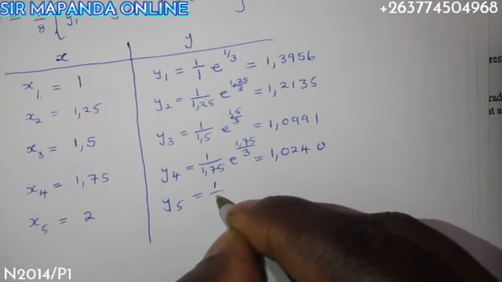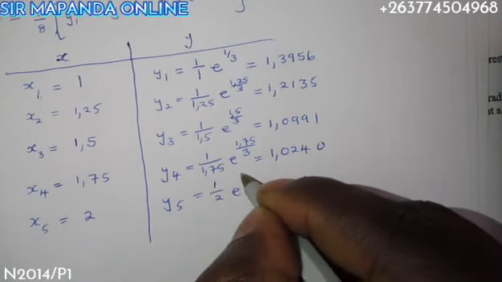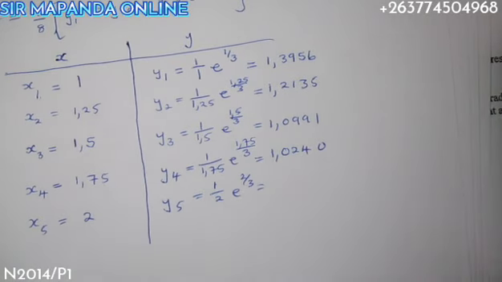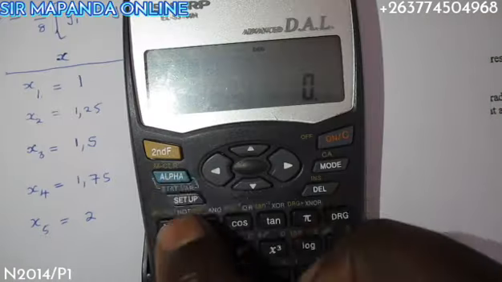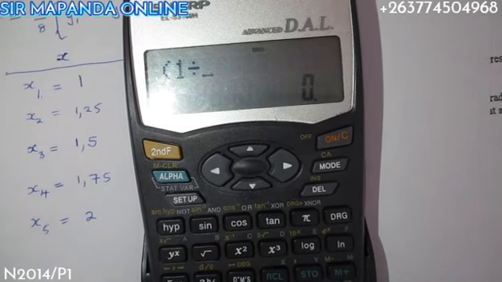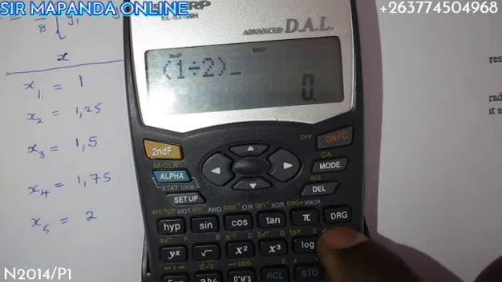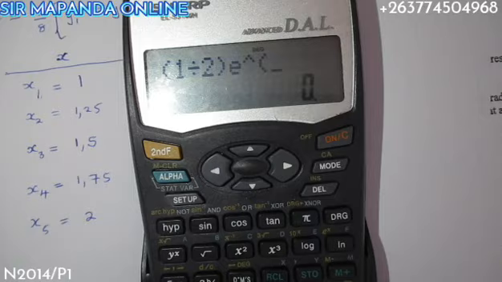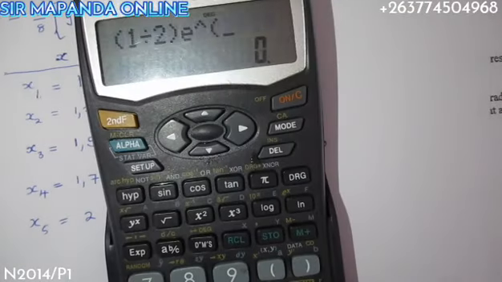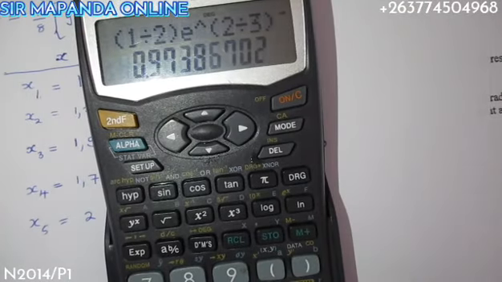It's 1 over 2 exponential of 2 over 3. So we are saying 1 divided by 2 exponential to the power of 2/3. You get 0.9739.